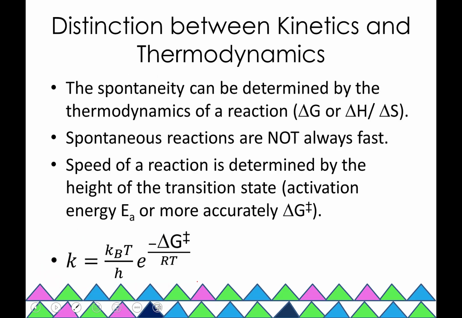Okay, one thing that we need to remind ourselves is that spontaneity can be determined by delta G, but spontaneous reactions are not always fast. We talked about a lot of different examples last quarter. Iron rusting, for example, is a spontaneous, slow reaction. So the speed of a reaction is not determined by delta G, but it's determined by the height of the transition state, which we call the activation energy, or delta G double dagger.